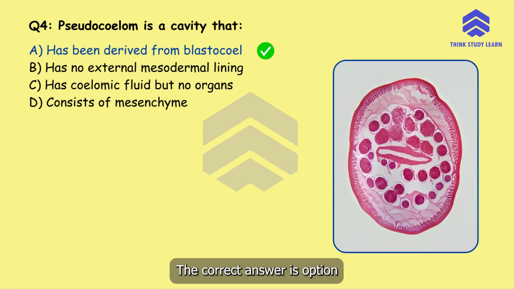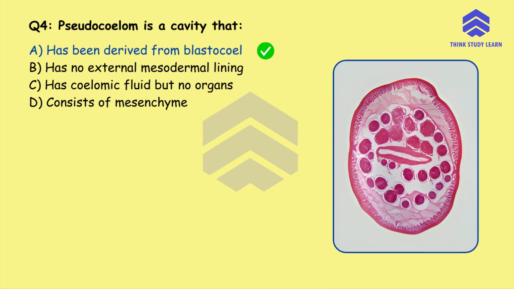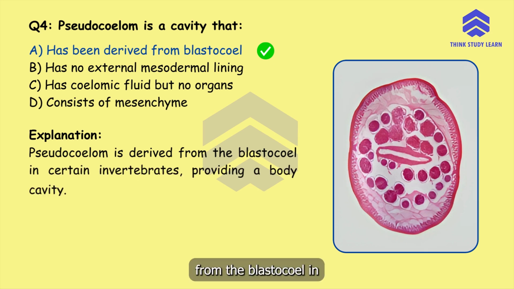The correct answer is option A, it has been derived from blastocele. Pseudocoelom is derived from the blastocele in certain invertebrates, providing a body cavity.